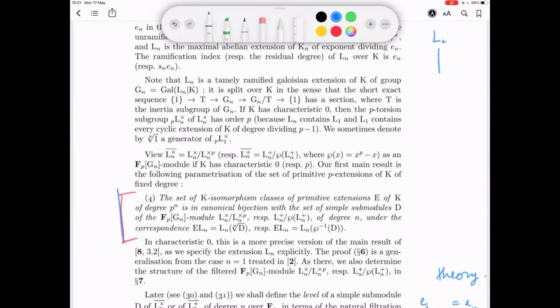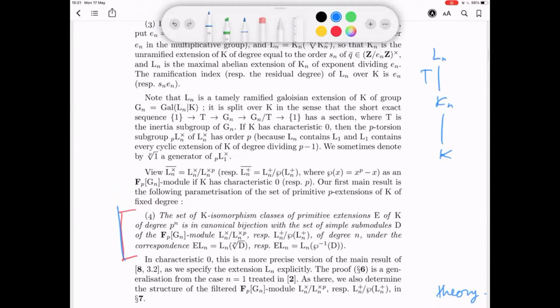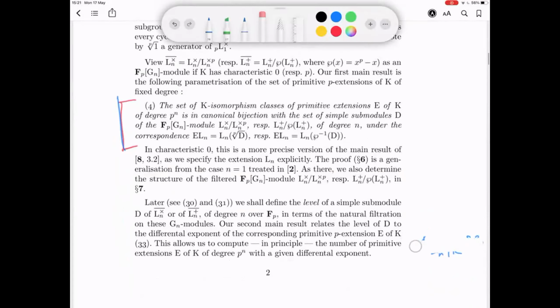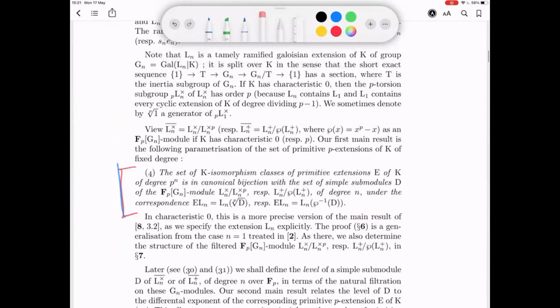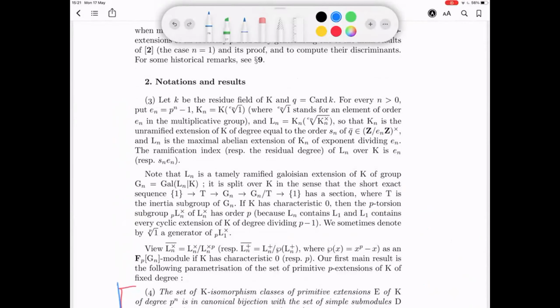You have Ln, Kn, K. This group is being called T. No, it's not being called T. Careful. In fact, we have the following tower of extensions. You have K here, then you have Kn here. This is unramified of degree Sn. Then here is something that I might call Ln0. And then you have Ln.